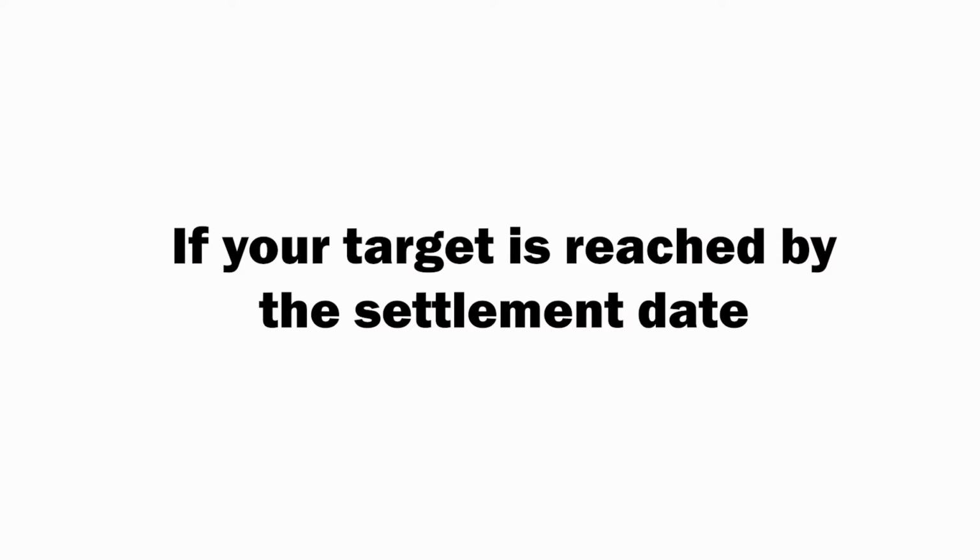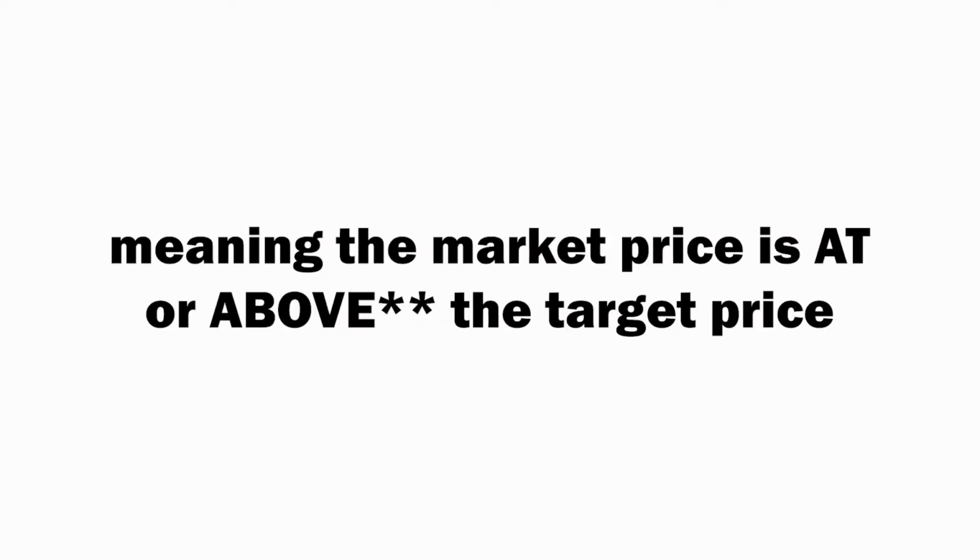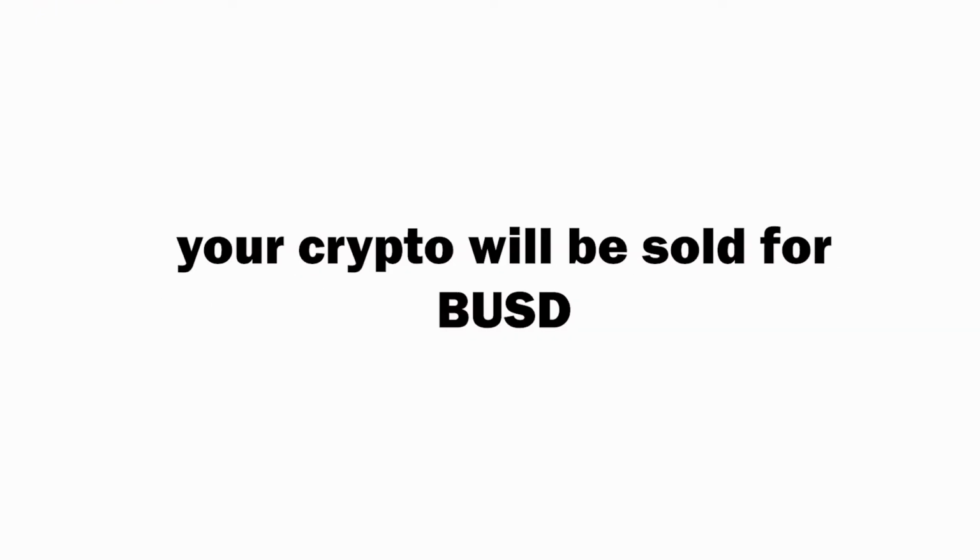With the sell high option, you get the chance to sell your existing crypto at a higher price in the future for a stablecoin, which in this case will be BUSD. Now, this also has 2 scenarios, like with the buy low product. The first is if your target price is reached by the settlement date, meaning that the market price is at or above the target price, then your crypto will be sold for BUSD.